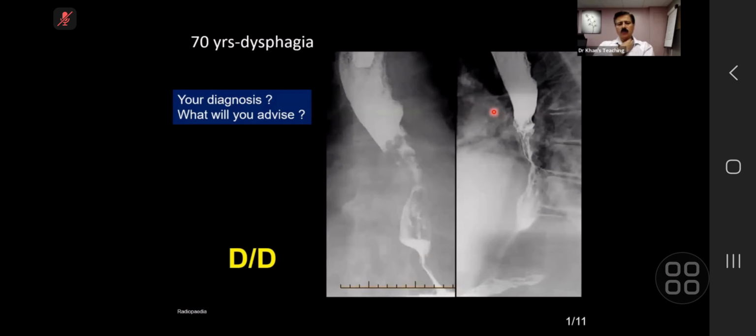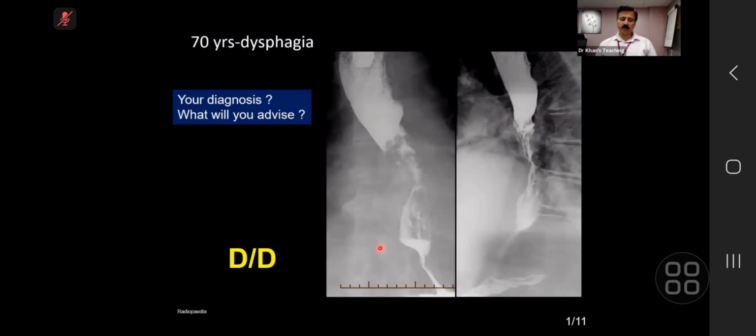What will you do next? CT scan. How will a CT scan help you? It will outline the oesophageal lesion better. Then what will happen? It will go for endoscopy. Here you are. You see, the correct answer is an endoscopy.